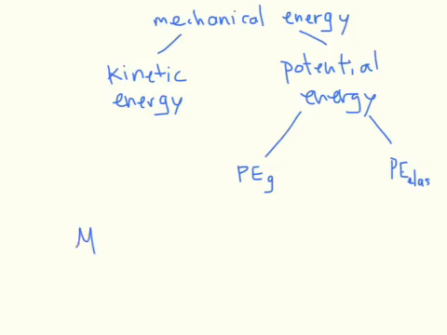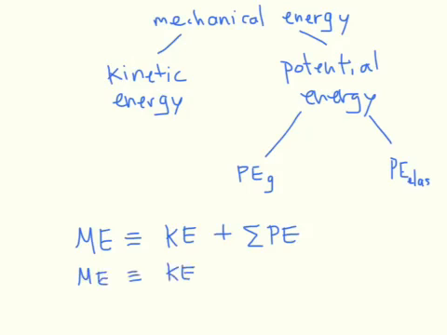Mechanical energy is defined as the kinetic energy plus all of the potential energies added together. So another way we could write the definition, we could say it's the kinetic energy plus the gravitational potential energy plus the elastic potential energy of a system. And this is the definition of mechanical energy. Now, mechanical energy is a really useful thing for us to talk about.